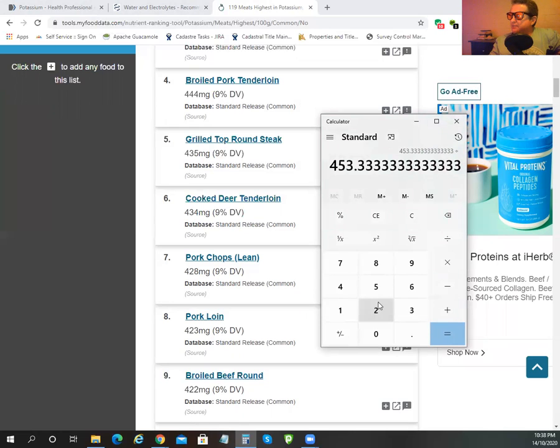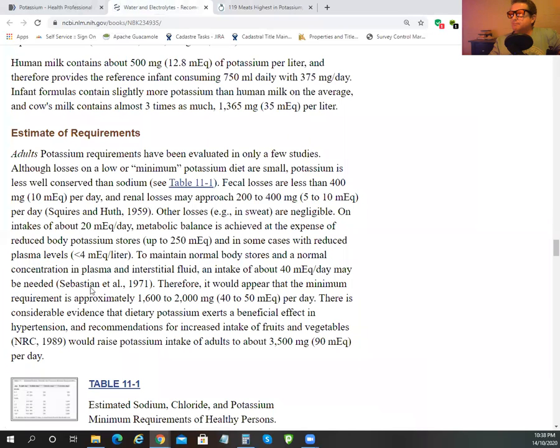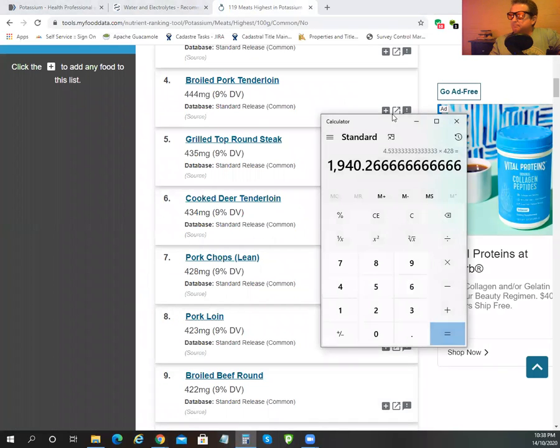Divided by 100, times the 428. There you go, nearly 2,000. You're pretty much covered, aren't you? Remember, that's just from one meal. So 1940. So I got one meal in.